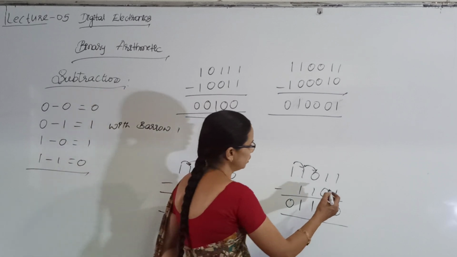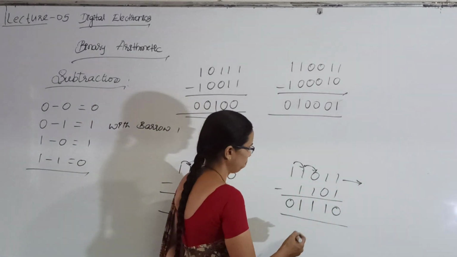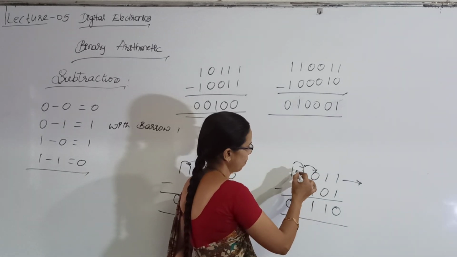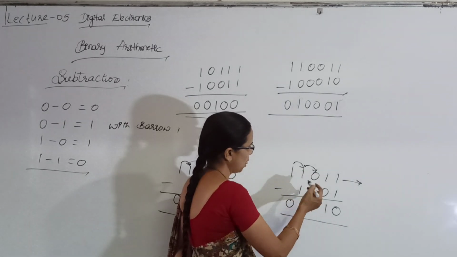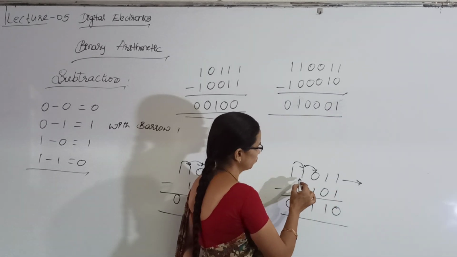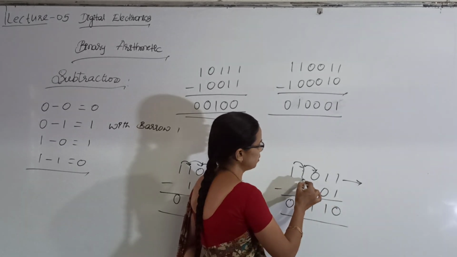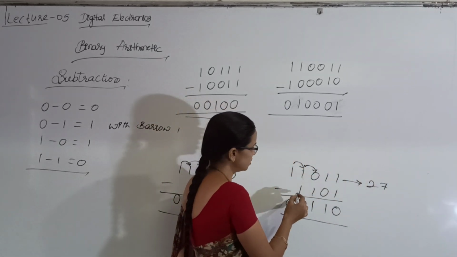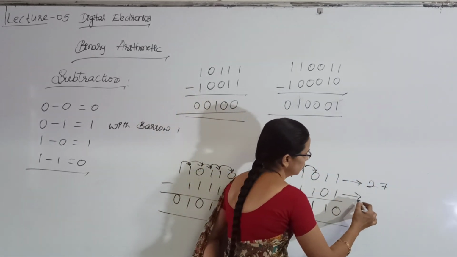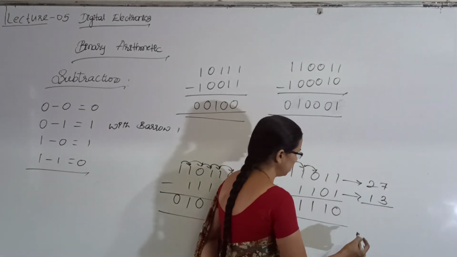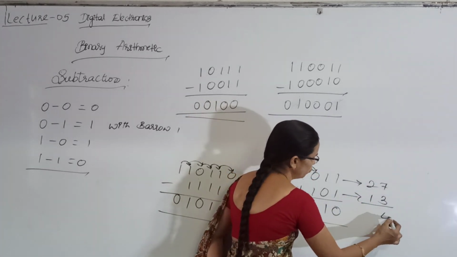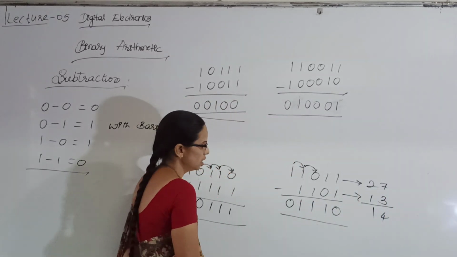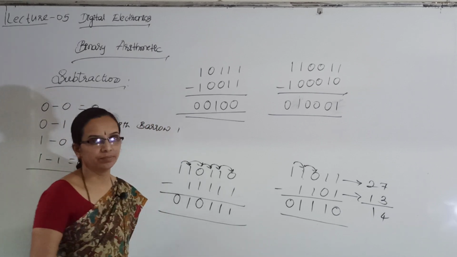If you want, you convert it. 16 plus 8, 24 plus 3, 27, minus 13, 27 minus 13 will be 14, and it is 14 we have got.